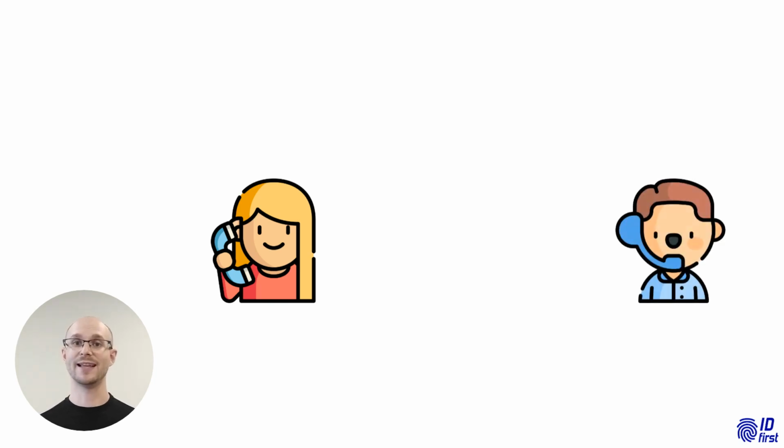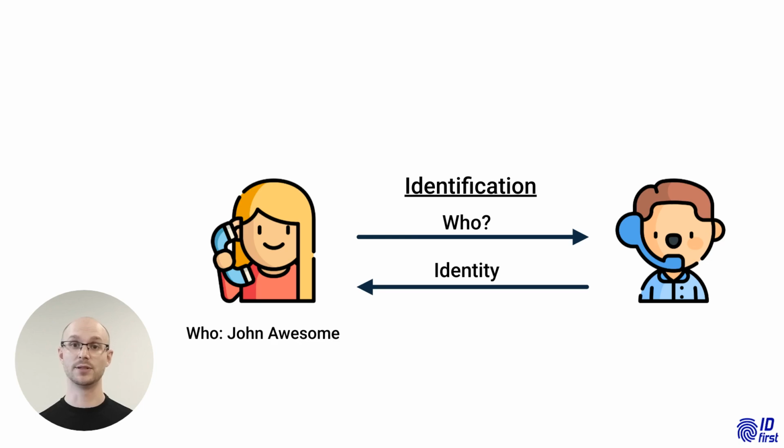A person on the other end says, "Hello, I'm John Awesome, calling from Legit Corporation." Now you think you know who's calling, but do you really? What you actually know is the identity that's been claimed. There's no evidence yet that it's true. Technically, what just happened was an identification process, answering the question, who is this? In the digital world, you see this when you provide your username, email address, or phone number to a system to locate your record.